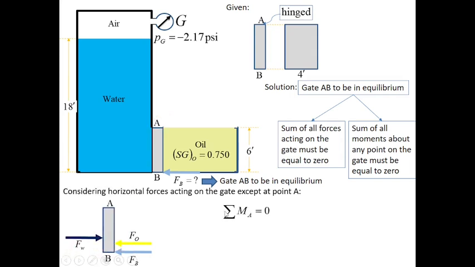Next step, we can take moment at A equal to 0. We already considered all the forces acting on the gate. We had identified 3 forces acting on the gate except at A: the hydrostatic force due to water, the hydrostatic force due to oil, and the force that must be applied at B, so that the gate will be in equilibrium.